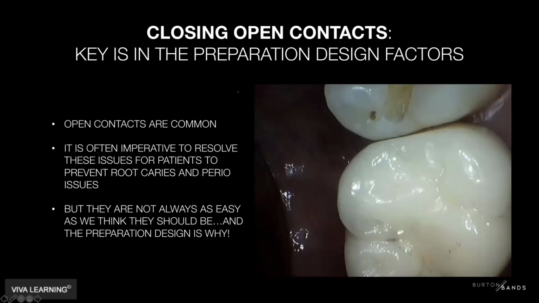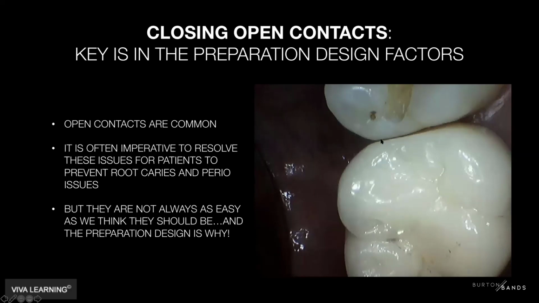So on the preparation design factor, I like to move into an extreme part of it, where it becomes really important, and that is closing open contacts. This is something that I see often enough. They pop up, they come into the hygiene chair, and they're getting food trapped between 14 and 15, or 2 and 3, or 3 and 4. It's led to a lesion, and they're starting to get blunting of the papilla. And sometimes there's an older crown next to it. But that space has opened up.